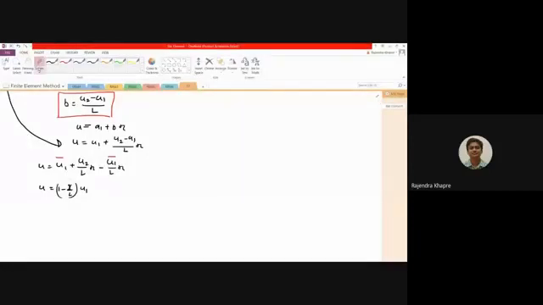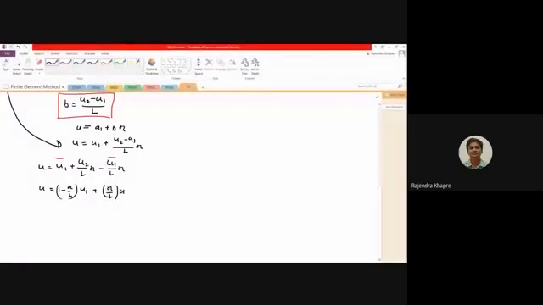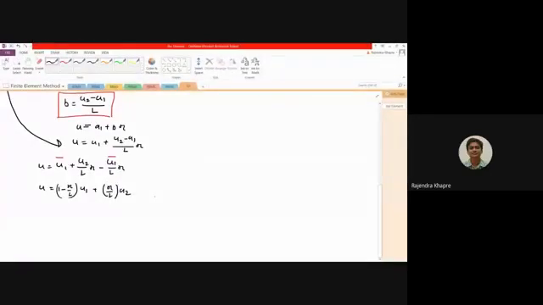Or let me rewrite it in a proper way. So this should be x upon L, and then we can have plus, sorry, x upon L into u2. Is it correct? Yes, students, is it correct? Yes, sir. Fine.